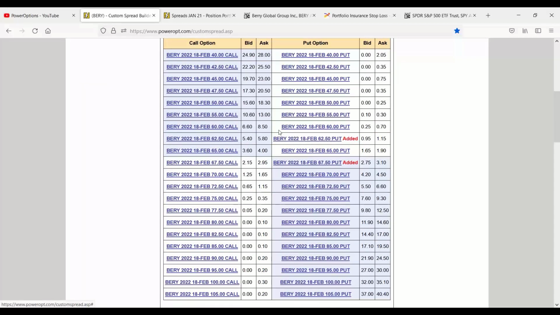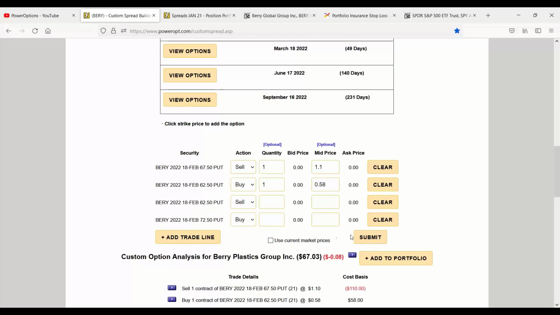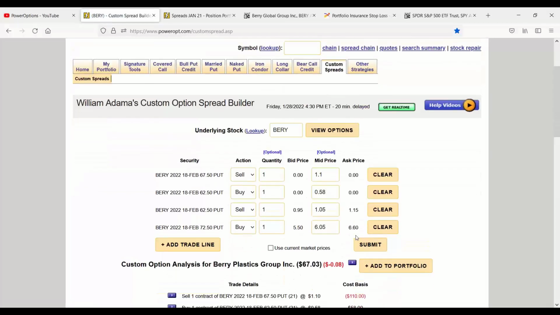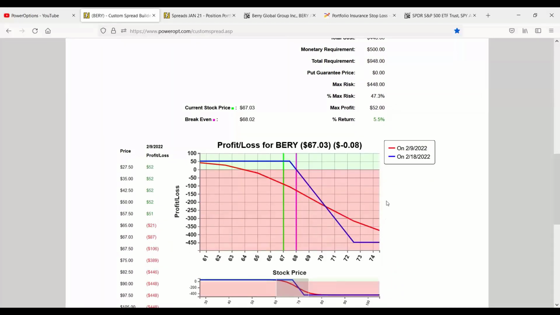I'm going to click on it again to add it back in. I'm going to keep the same 5-point difference, add in the February 72.50, and if the numbers work out, it doesn't look like it's going to. It did. So what have I done here?